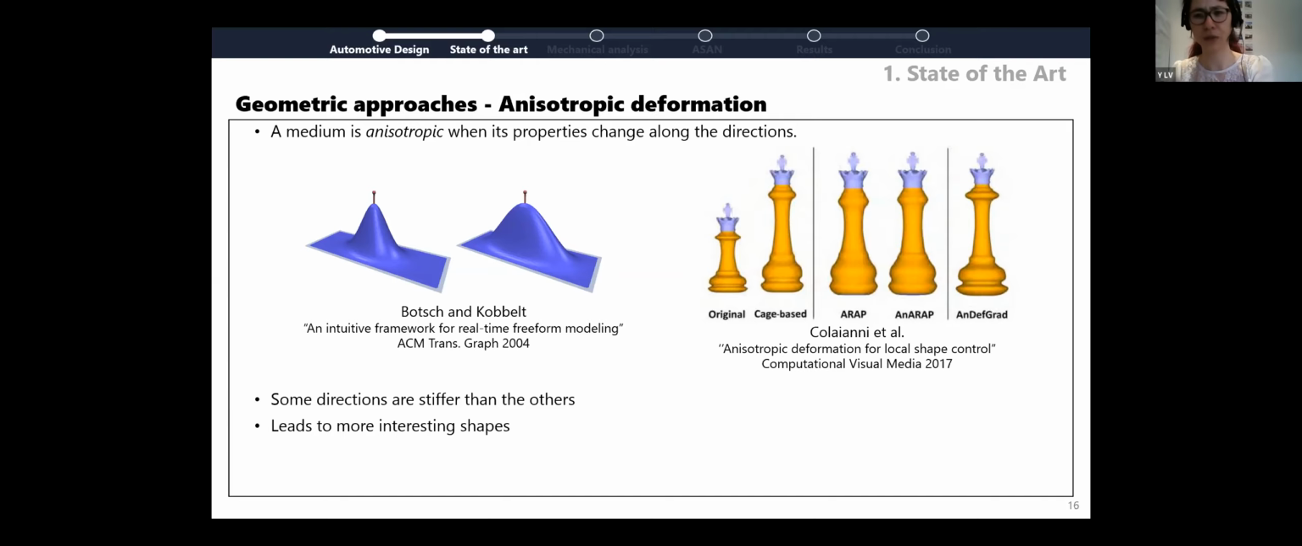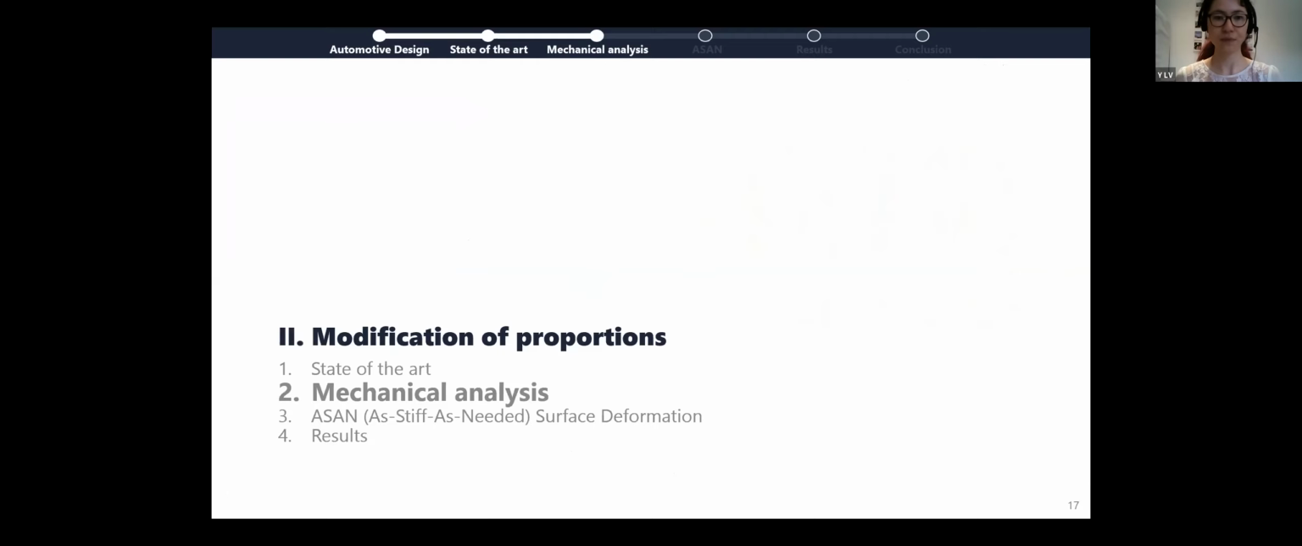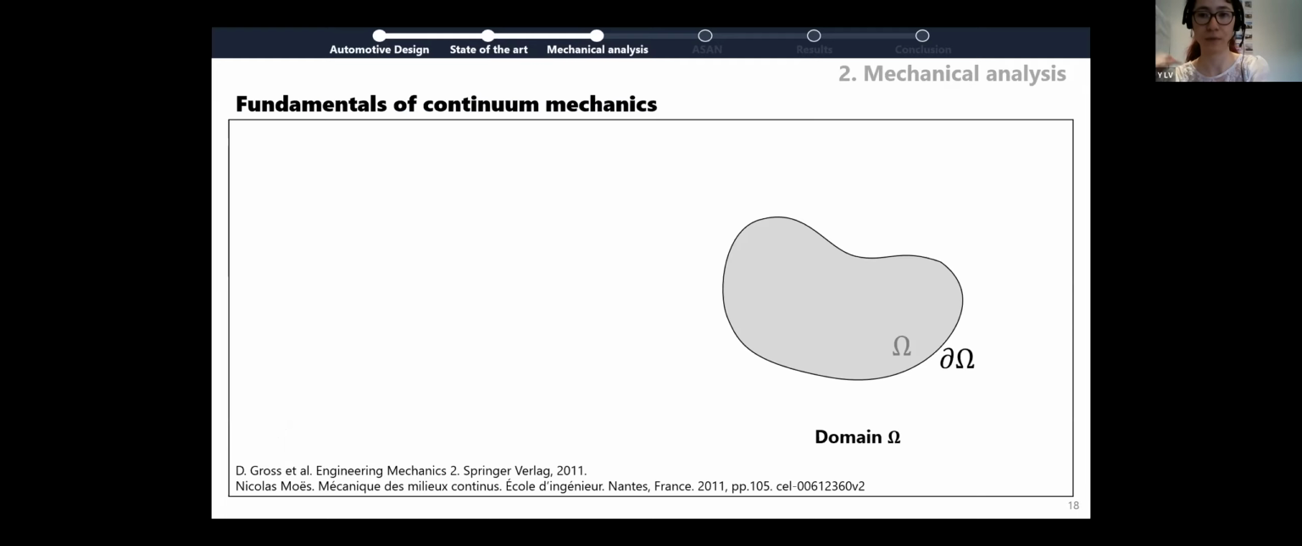So this idea is not new, but the behavior obtained with the state-of-the-art method is not related to a mechanical anisotropic material, thus not predictable enough. Our insight was indeed that to get an intuitive deformation, it had to be predictable, and to be predictable, it had to be as close as possible to a mechanical behavior.